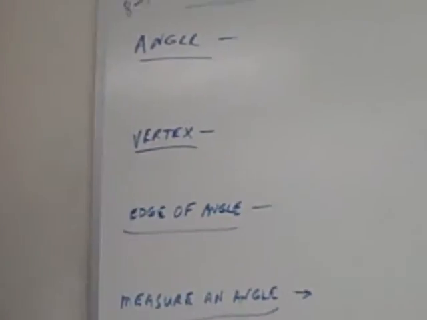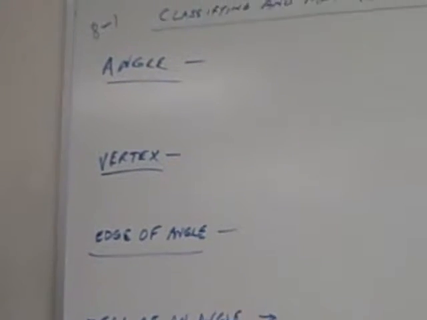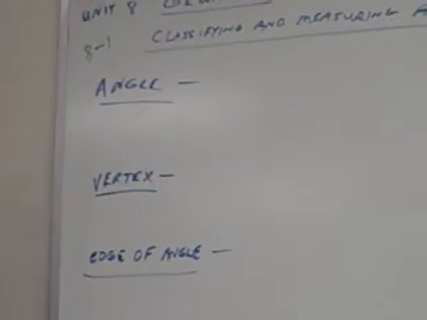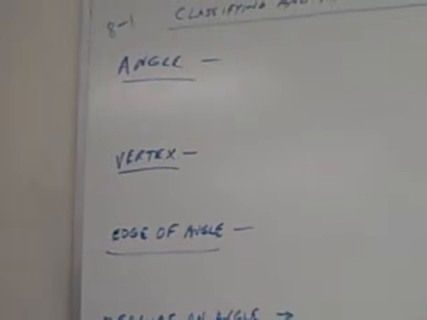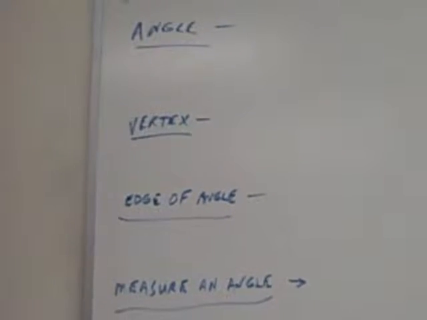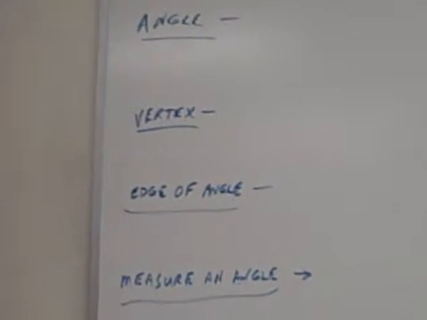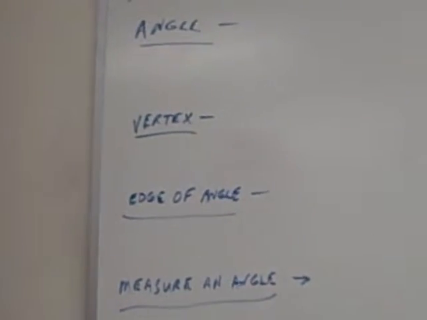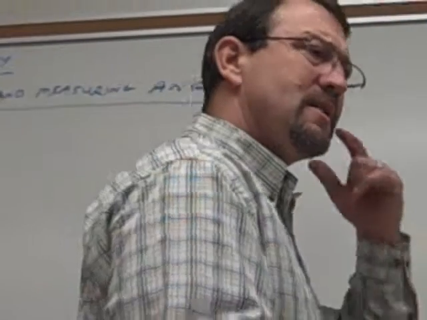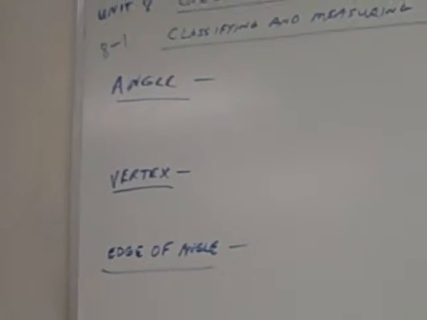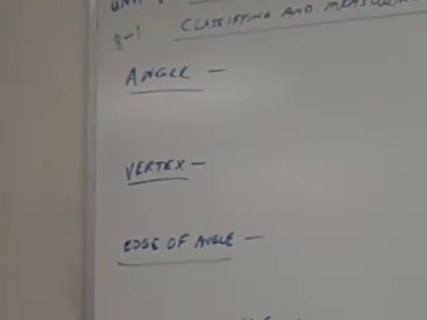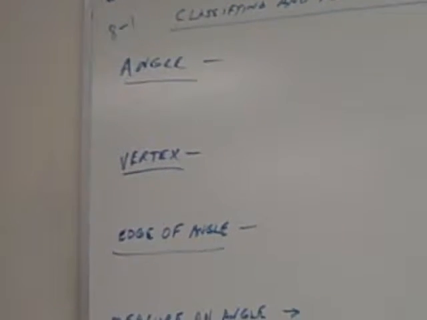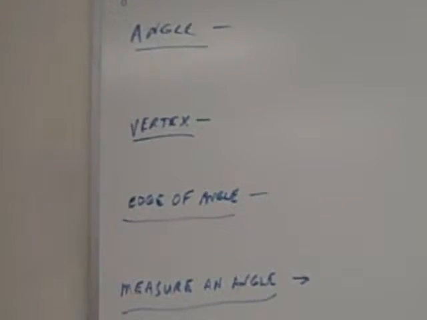Today we're going to start on angles, things about angles, and first thing we're going to look at is classifying them and measuring angles. So, first thing is, we need to define what is an angle. We know what one looks like, but sometimes when we try to put it into words, it's kind of hard to say exactly what one is. Does someone have a good mathematical way of saying what an angle is?